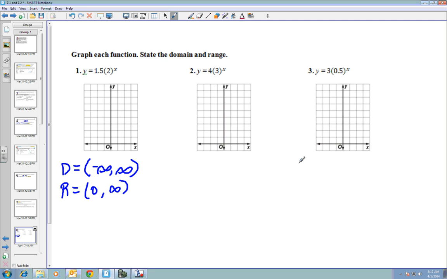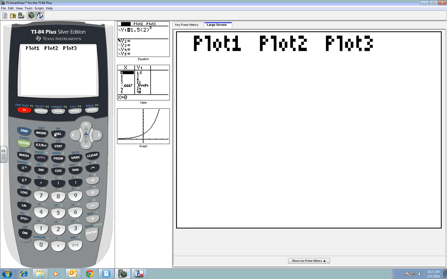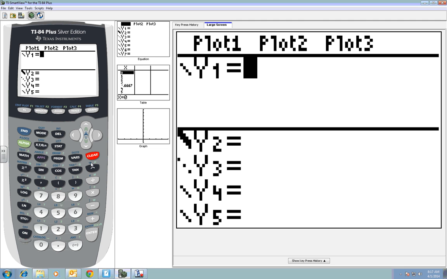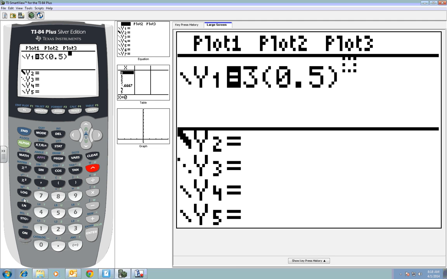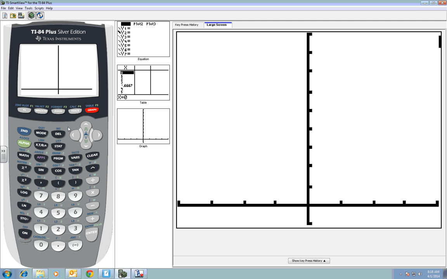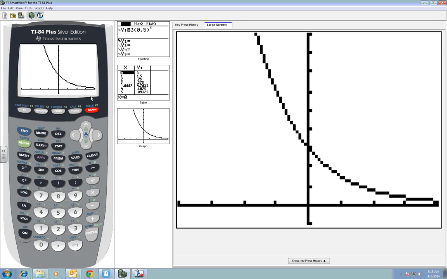Let's do another one. Let's do number 3. So I want everyone to graph number 3. So y equals, and we're going to enter it in exactly like it looks. 3 and then parenthesis 0.5, close my parenthesis, my hashtag button, X. They're using the same window. Okay, this time instead of going up, they're going down. So this would be an example of an exponential decay problem.